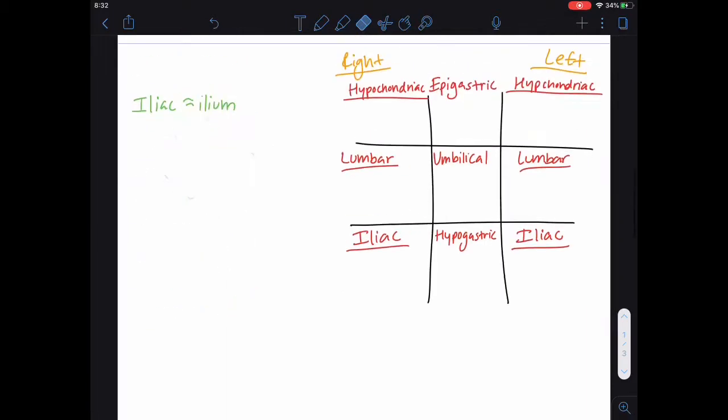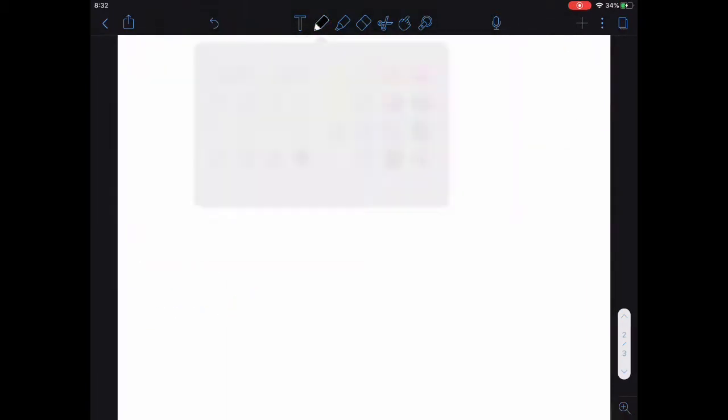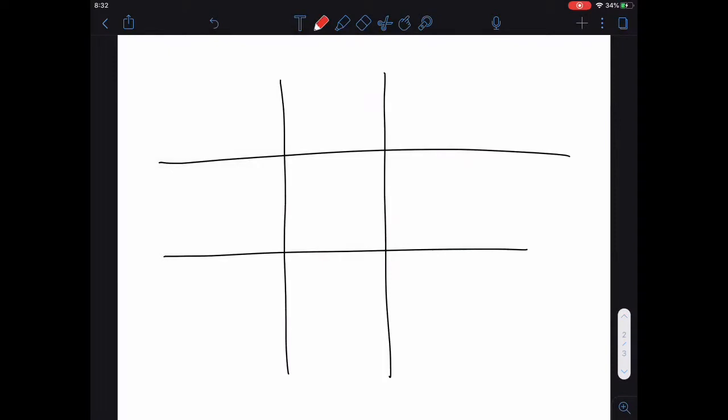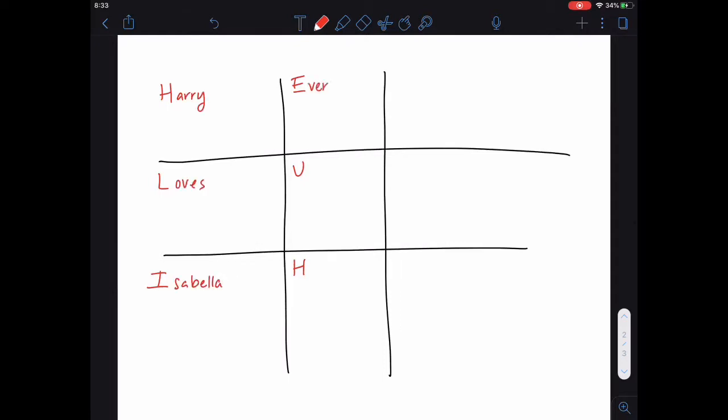It's just a way to help you. You can also do a mnemonic that I learned, which is starting from the top corner region at hypochondriac, moving down to the bottom, and then back up to the epigastric, and then back down to hypogastric, which is Harry loves Isabella every unceasing hour.